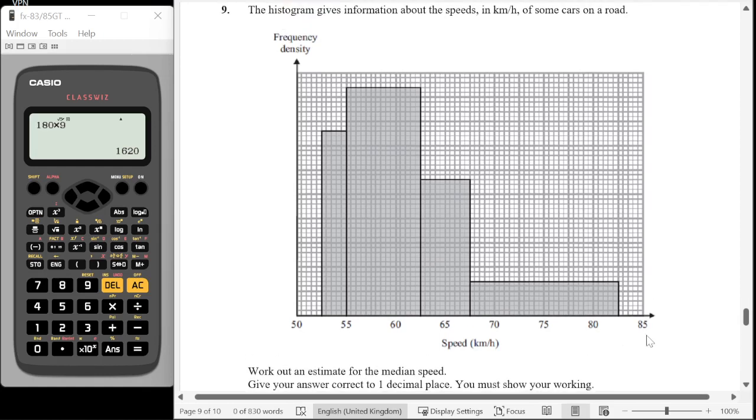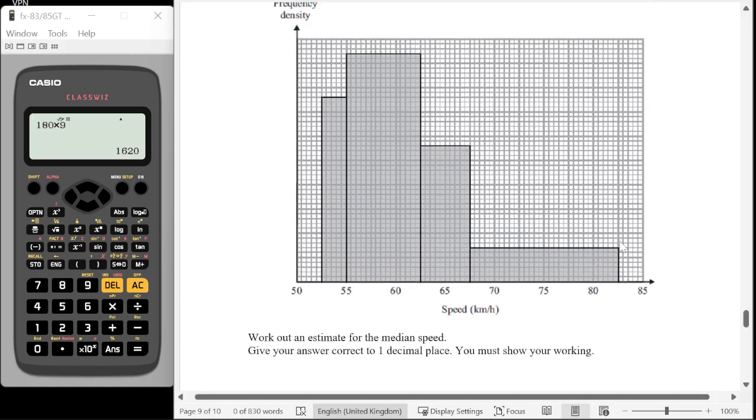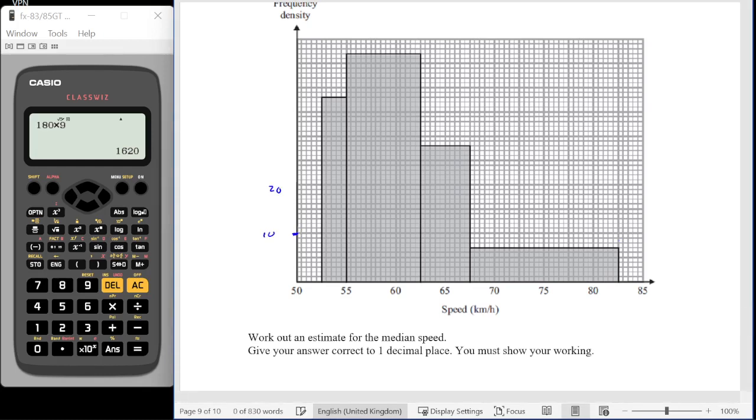Okay, so we can't work out the actual frequencies, but with a histogram, we just want to split the area into two, so we can make up our own scale. To keep it nice and simple, I'm going to save going in decimals: 10, 20, 30, 40, 50. And then I'm going to label the heights on here: 5, 10, 15, 20, 25, 30.